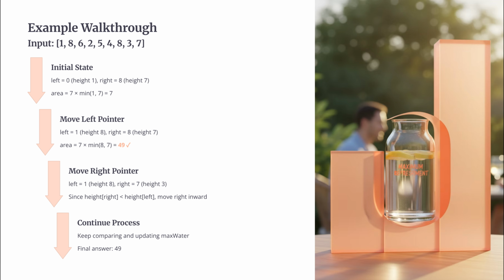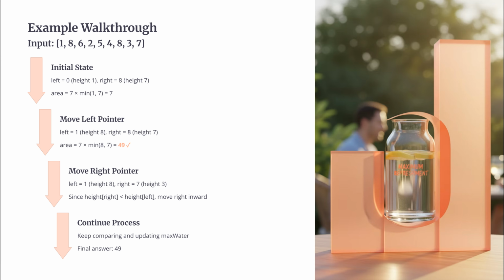Now, we move the left pointer inward, because that's the shorter one and limits the container's height. Step 2, left pointer moves one step right. Now the left pointer is at height 8, and the right pointer is still at height 7. The distance between them is 7 positions. The smaller height is 7, so the area is 7 multiplied by 7, which gives us 49. That's our new maximum area.